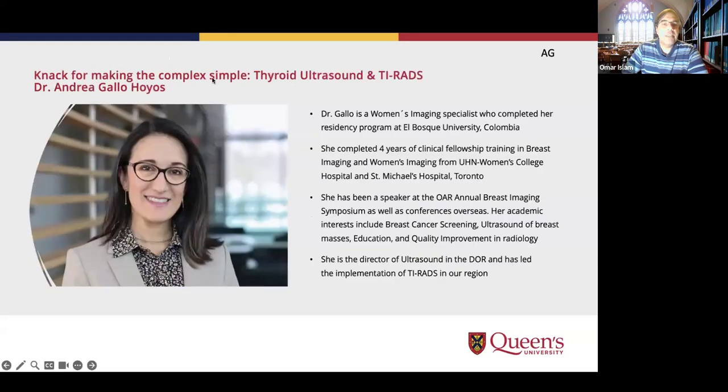And last but not least, Dr. Andrea Gallo, who has a knack for making the complex simple, and she will be talking about thyroid ultrasound and TIRADS. She's a women's imaging specialist here at Queen's University in the Department of Radiology, trained in Columbia and Toronto, where she completed 4 years of fellowship in breast imaging and women's imaging. She's been a speaker at the OAR, which is the Ontario Association of Radiologists, annual breast imaging symposium, as well as multiple conferences overseas. Currently, she serves as the director of ultrasound in the Department of Radiology and has led the implementation of TIRADS in the Southeast Ontario region. So welcome to all three of our speakers.